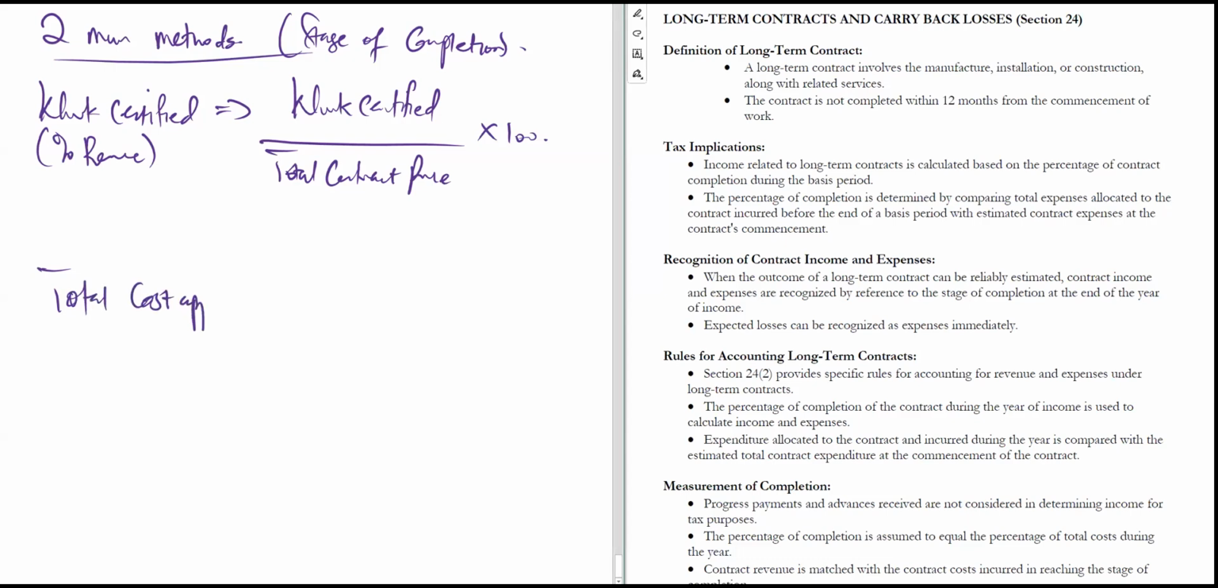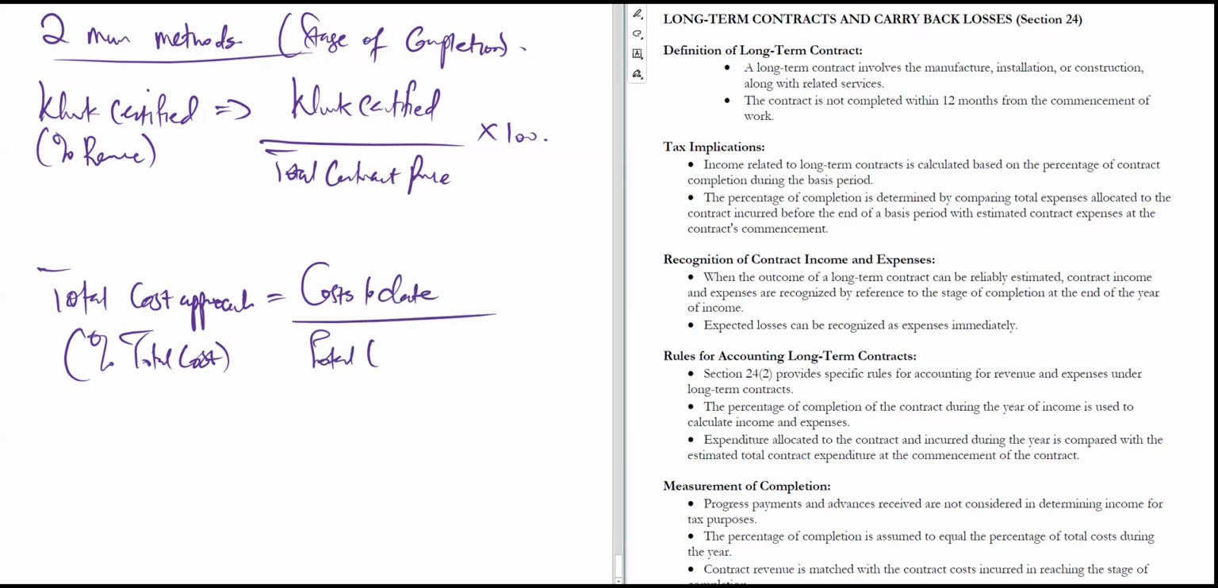Okay, we can use the cost approach, which is what the income tax recognizes, the percentage of total cost. So this is where you are taking what costs you have incurred to date. So you are taking your contract cost to date, all over your total costs of the contract, times 100, right? And this is the accepted one.